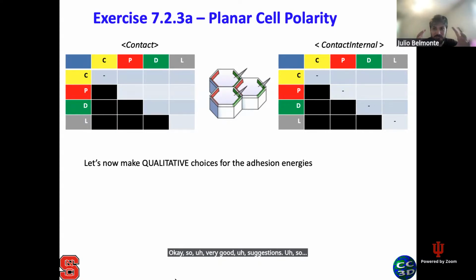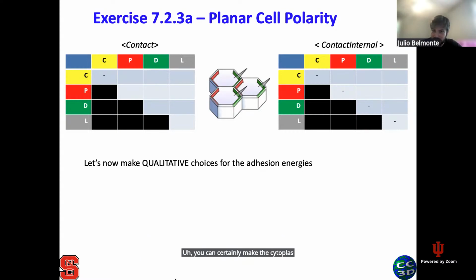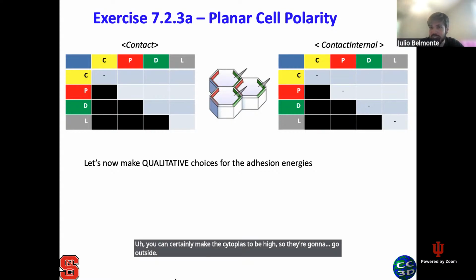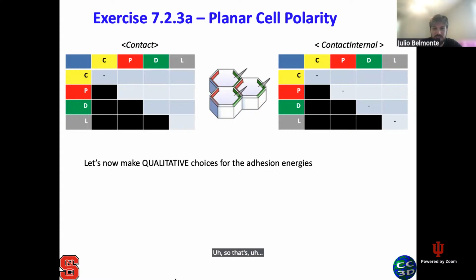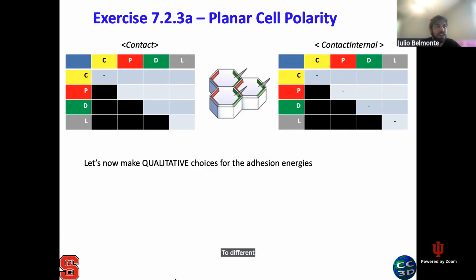When it comes to planar polarity, there's a few different choices you can make. You can certainly make the cytoplasm to be high, so they're going to go outside. So that's a good suggestion, right? That's completely valid. And you may want to make the proximal distal to actually dislike each other, so they're going to internally segregate to different sides of tissue. That's also a good choice. But none of them are really necessary, okay?